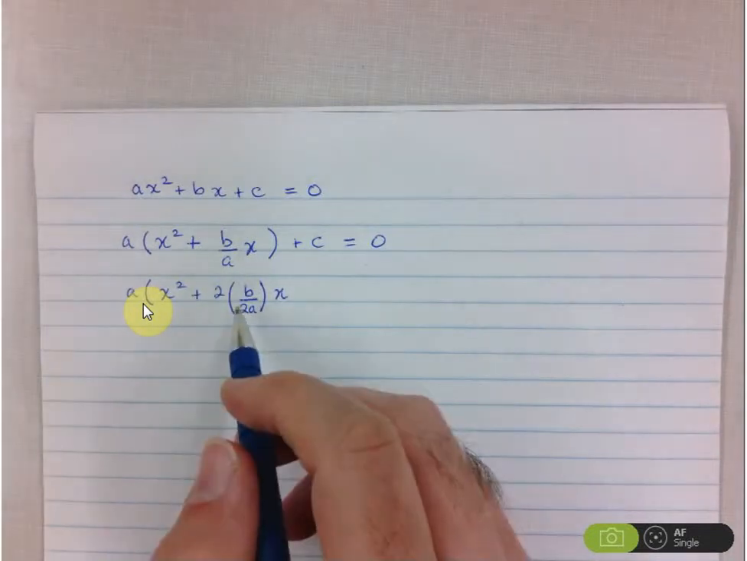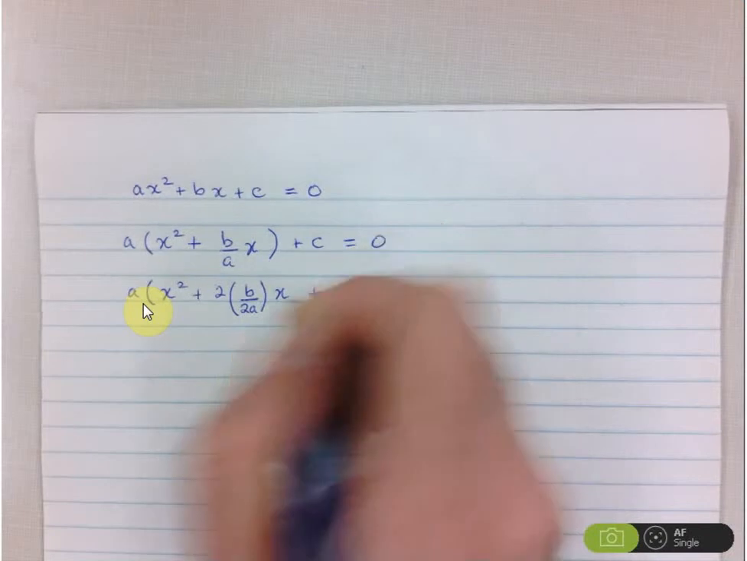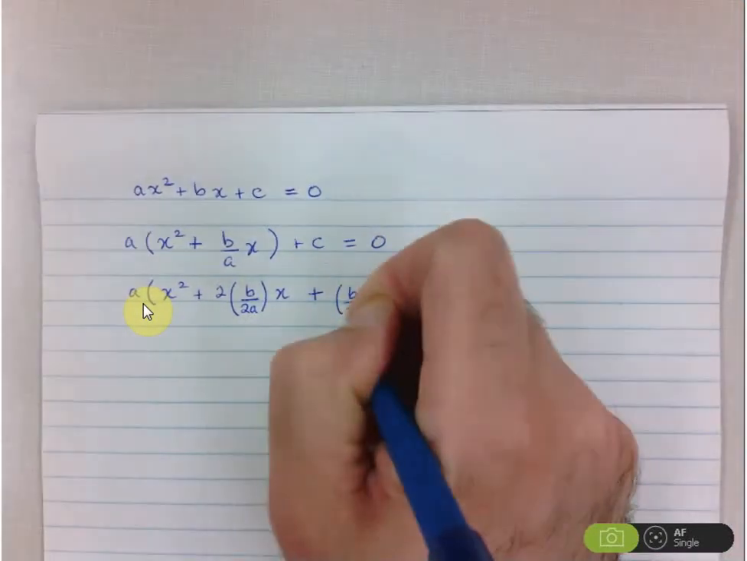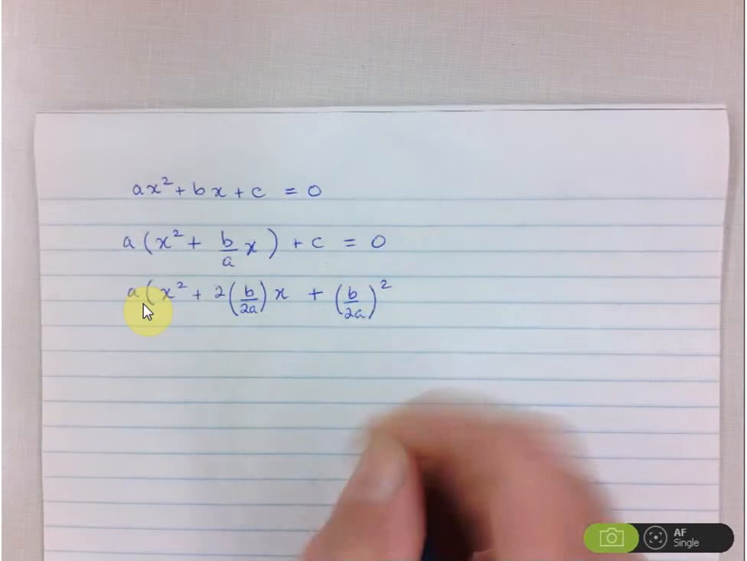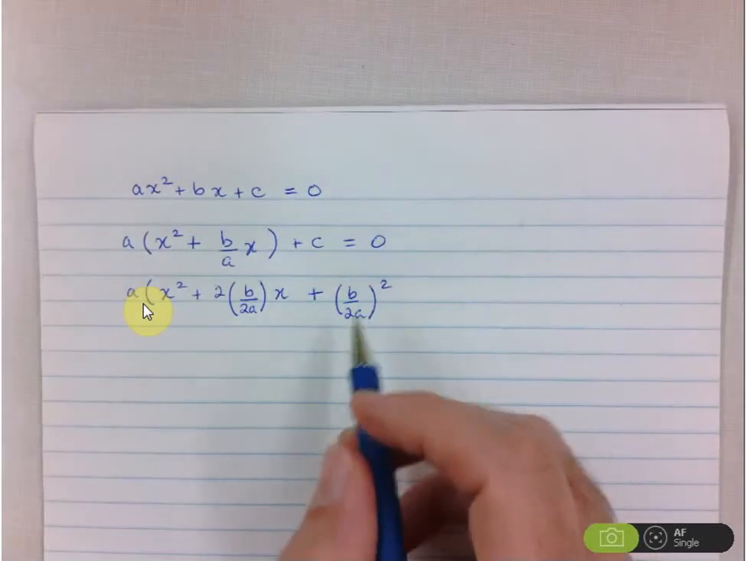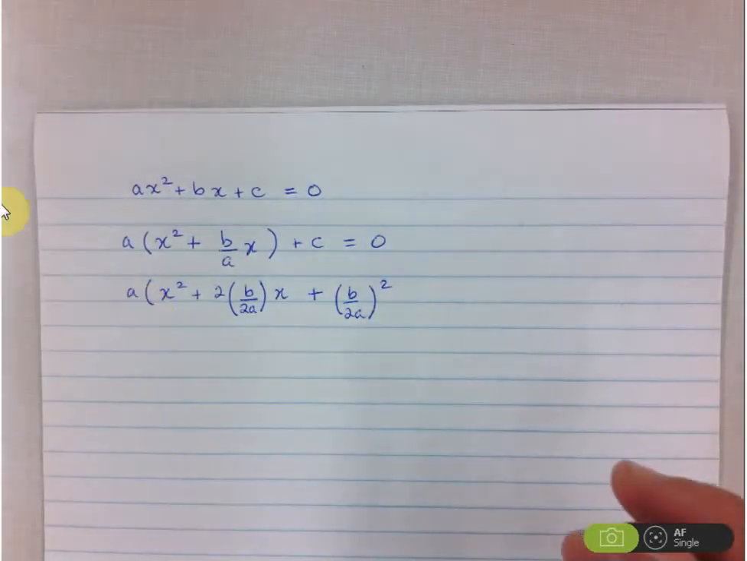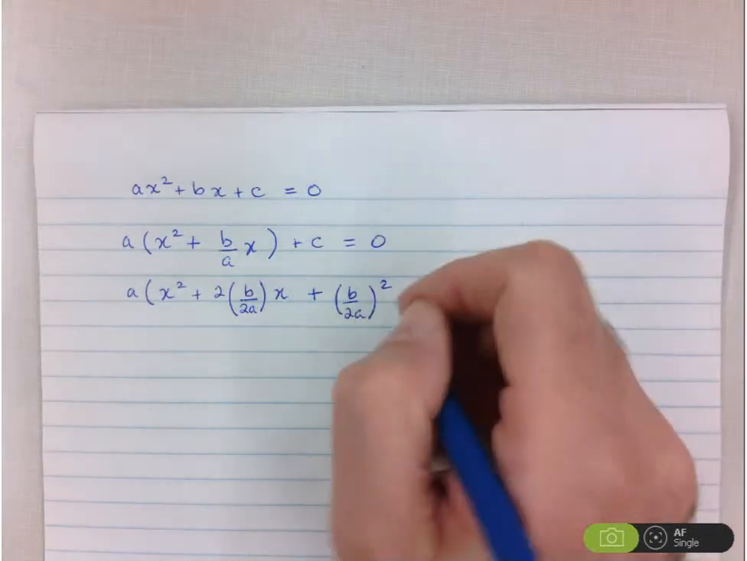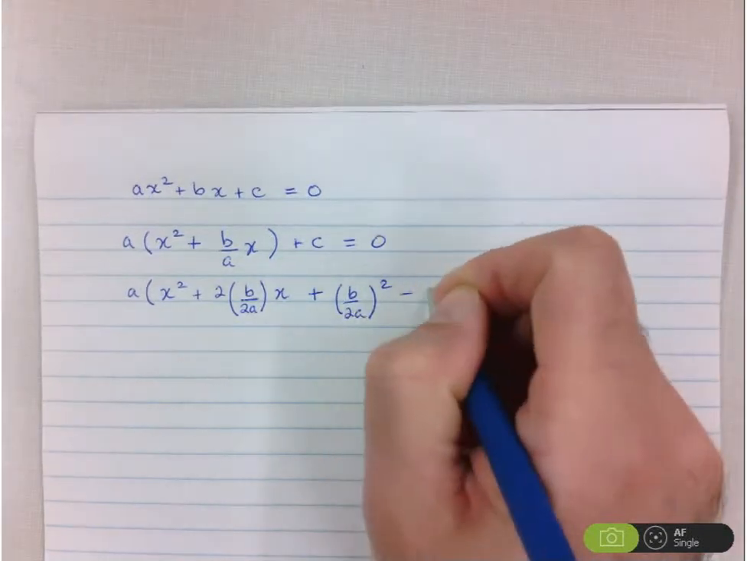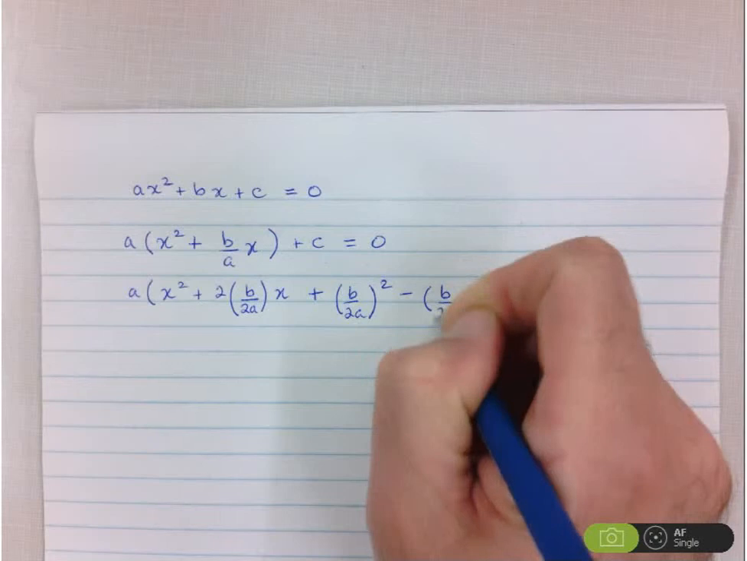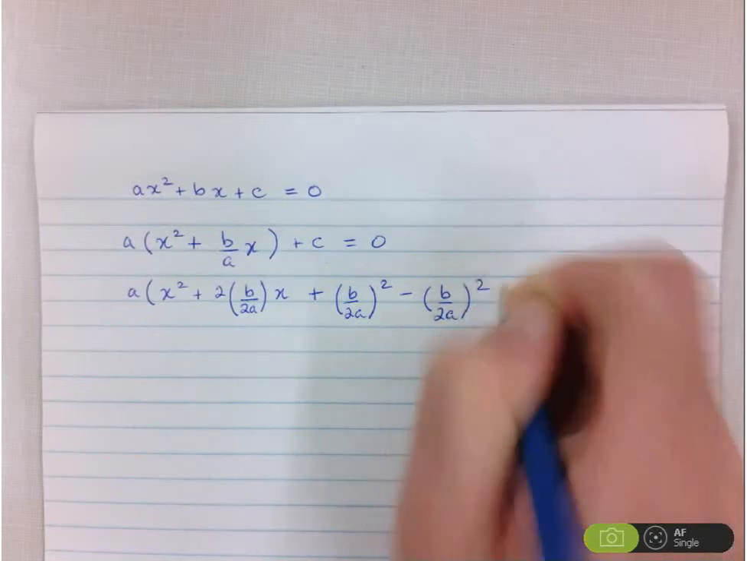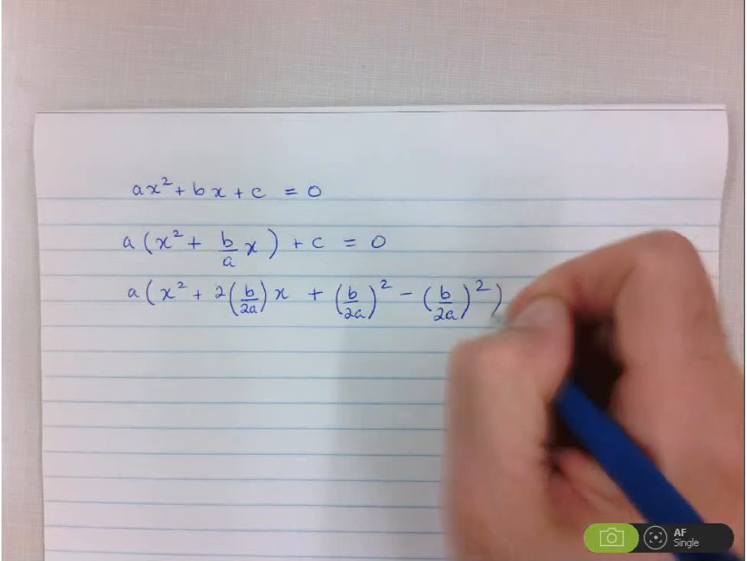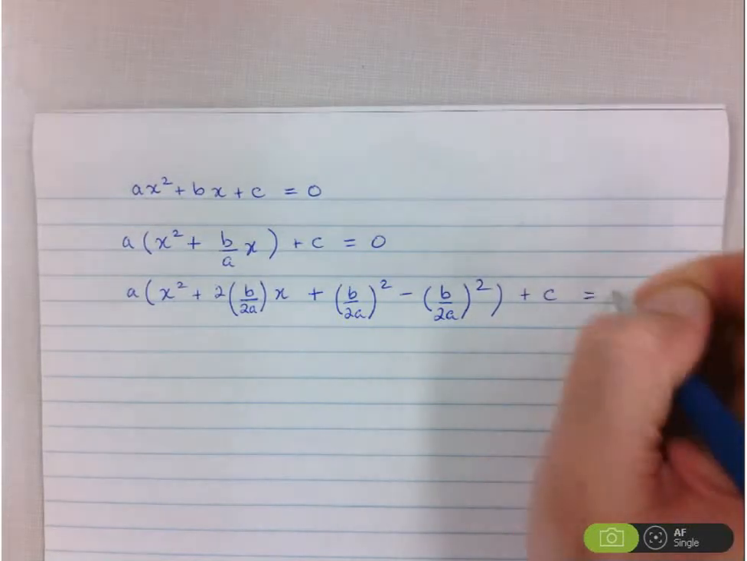Now, in order to get my perfect square, I know I also need to add the square of whatever's in the bracket. So I need to add b over 2a squared. Problem here, as we know, is I've now added something new to the expression. So if I add something new to the expression, the way to take care of that is to subtract it also. Okay, so basically it's like adding 0, so I haven't really changed the expression. Okay, and then of course we've got the plus c equals 0.